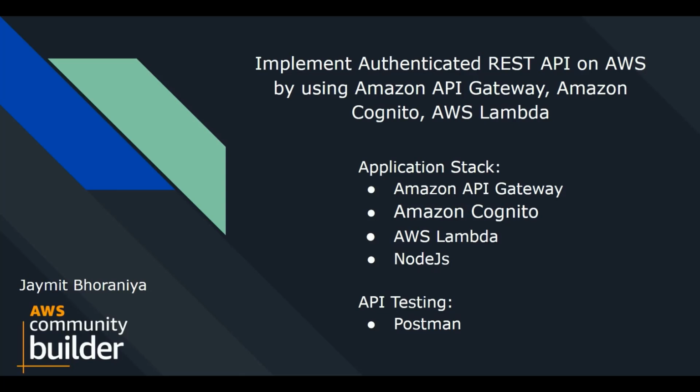In this session, I am going to demonstrate how to implement an authenticated REST API on AWS by using Amazon API Gateway, Amazon Cognito, and AWS Lambda. So in this demonstration, we will have an application stack of Amazon API Gateway, Amazon Cognito, and AWS Lambda with Node.js, and once we are done with implementing a secure Amazon API Gateway REST API, we will test it in Postman. So let's get started.